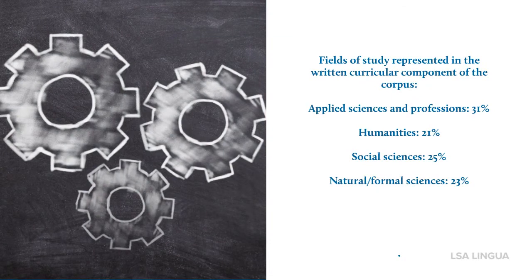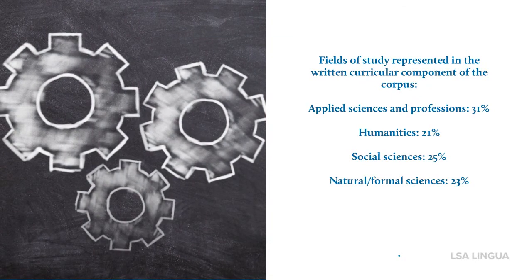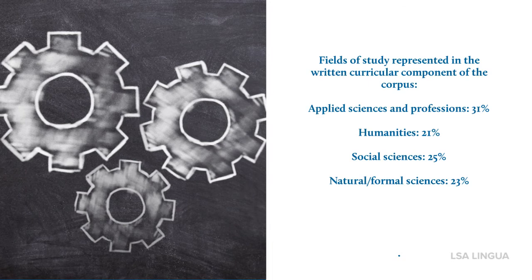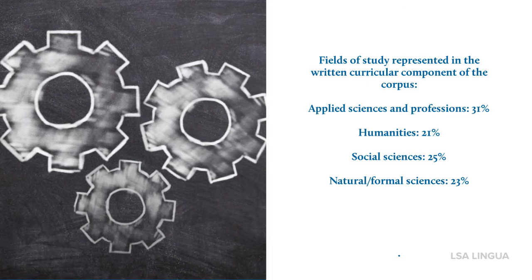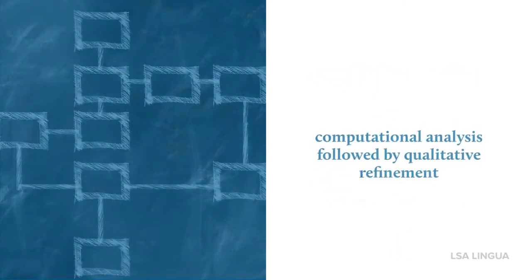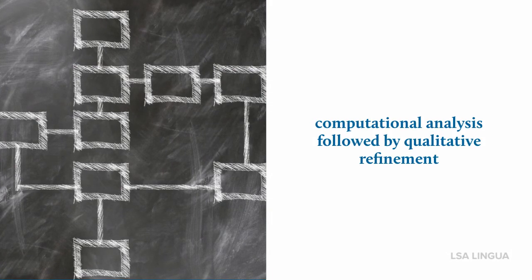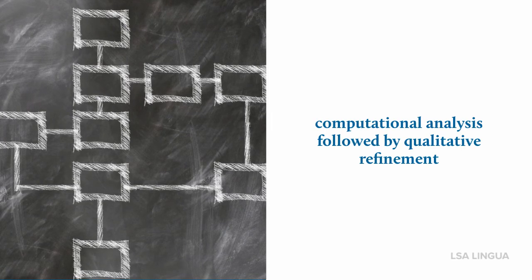So the following fields of study are represented in the corpus, which are, first of all, the applied sciences and professions, which accounts for 31%, humanities, which accounts for 21%, social sciences, 25%, and natural or formal sciences, 23%. So in this study, the quantitative analysis was used, so the computational analysis, and that was followed by the qualitative refinement, so done by expert judges.